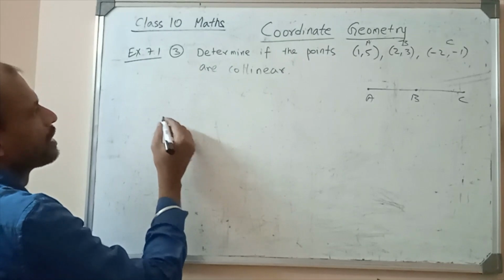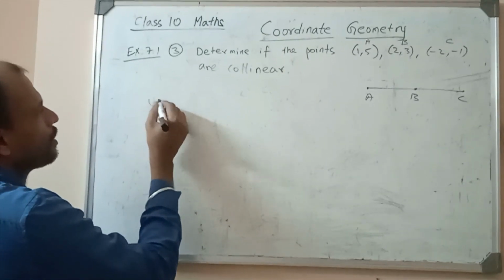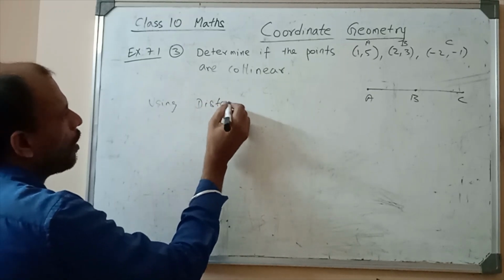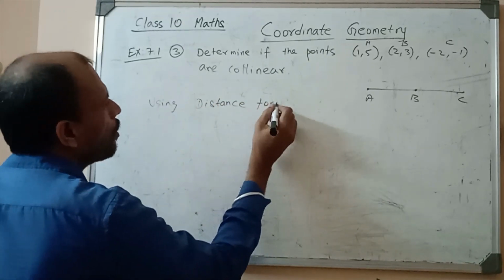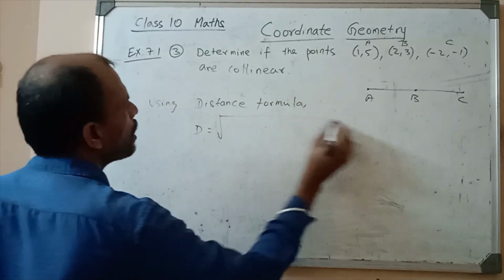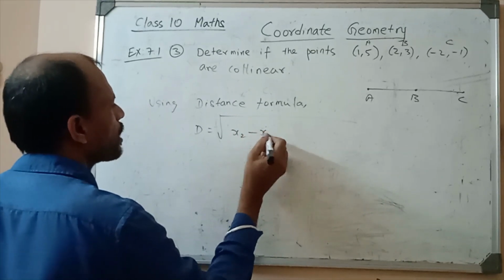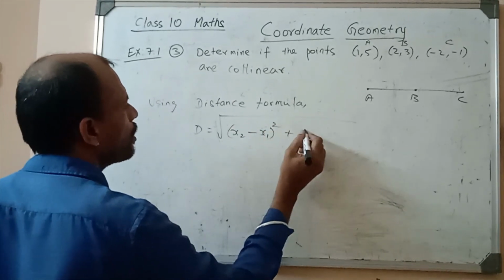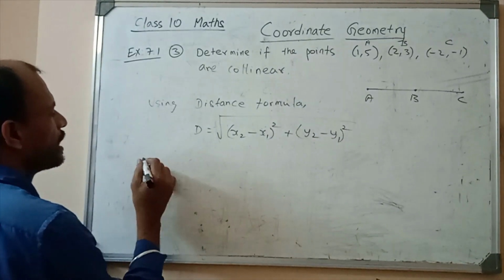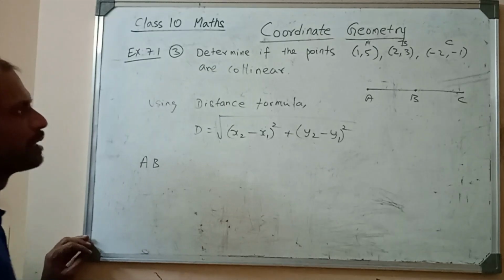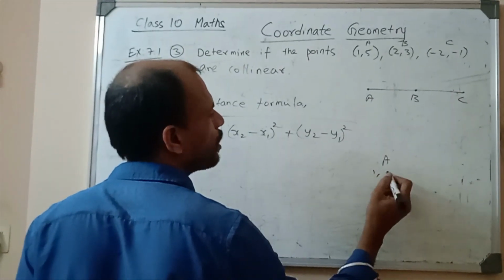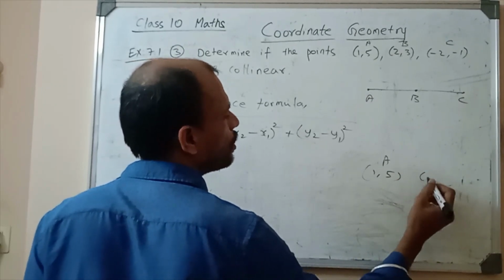So let us find AB first using the distance formula. First write the distance formula: D equal to root over (x2 minus x1) the whole square plus (y2 minus y1) the whole square. Now we are going to find AB. AB means A and B, so write A(1, 5) and B(2, 3).